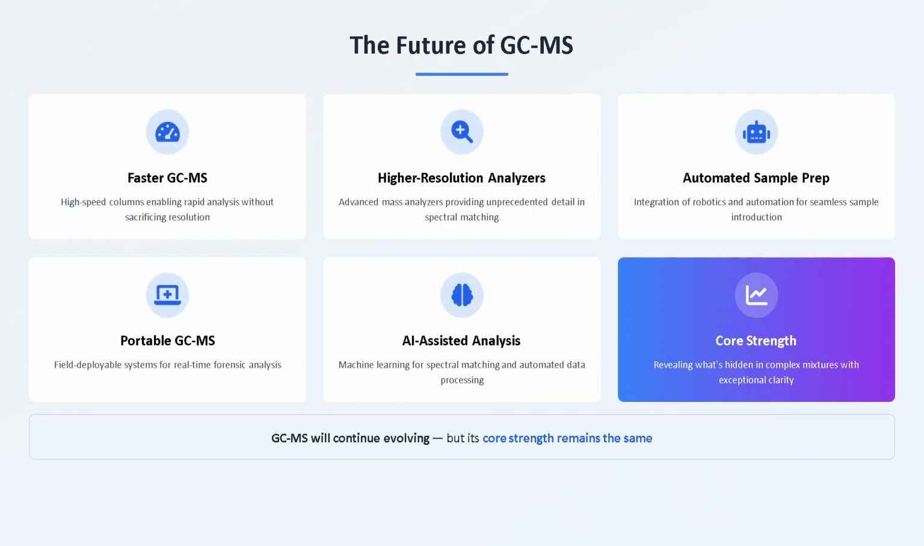GC-MS is evolving rapidly. We're seeing faster analyses using high-speed columns, higher-resolution mass analyzers that reveal new spectral detail, and robotics that automate sample preparation. Portable GC-MS units are now used for on-site forensic analysis, and with AI-assisted spectral matching, data interpretation is becoming quicker and more accurate. Even as the technology evolves, the core strength of GC-MS remains unchanged. Its ability to reveal what's hidden within complex mixtures with striking clarity. GC-MS doesn't just give data, it gives answers.